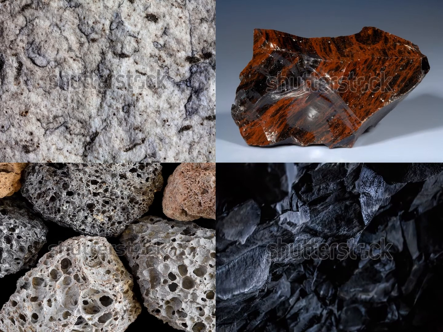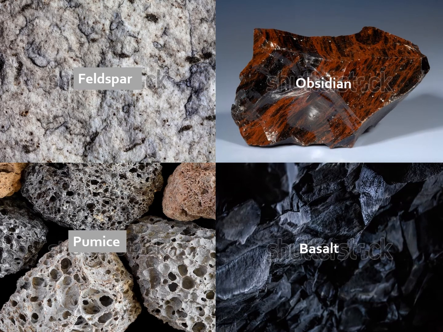These are a few pictures of extrusive igneous rocks. This is feldspar, this is obsidian, these are pumice stones, and these are basalt rocks. Basalt is the most widespread of all igneous rocks and comprises more than 90% of all volcanic rocks.